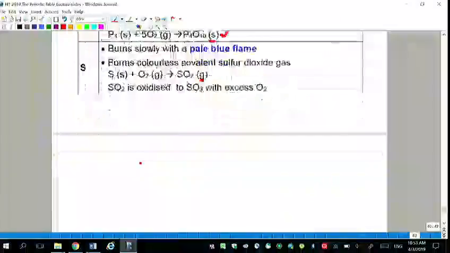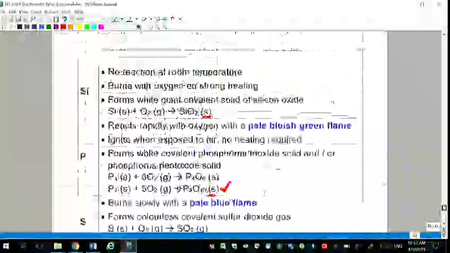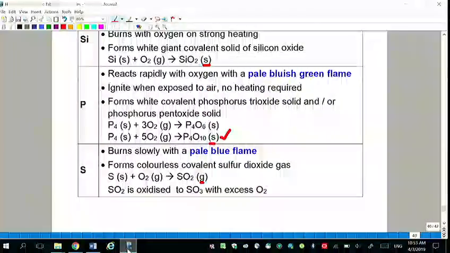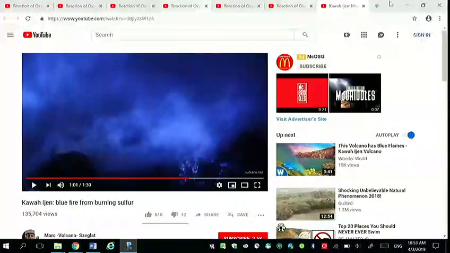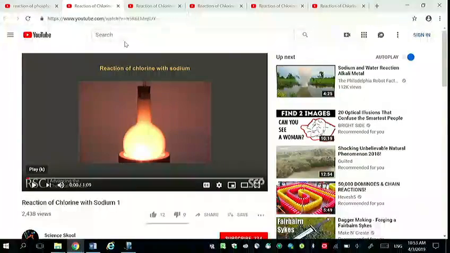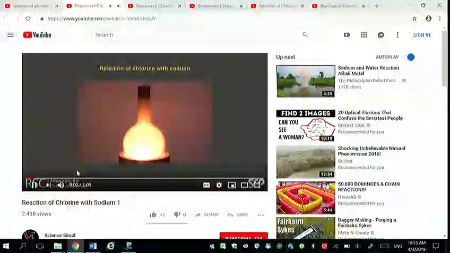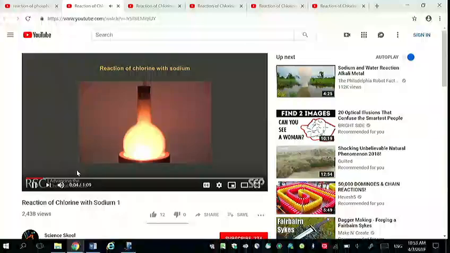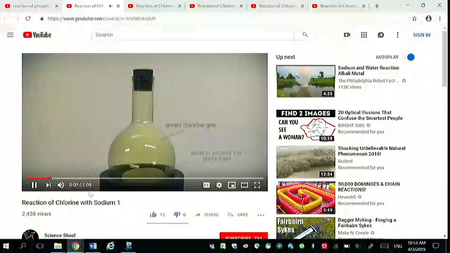Now the next thing, I'm going to show you very quickly, as I don't have much time, the one for chlorine. First, chlorine with sodium: bright orange flame. Take note that it will form sodium chloride. Chlorine gas is usually yellowish green.